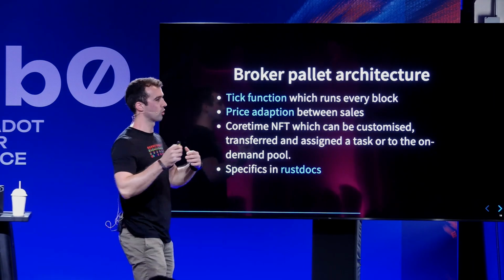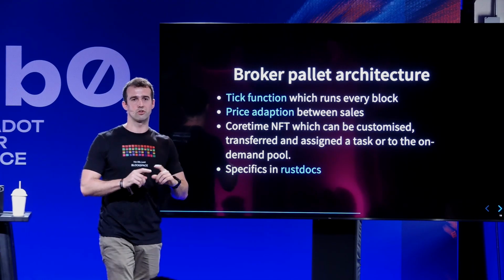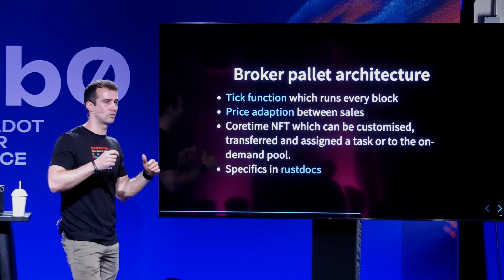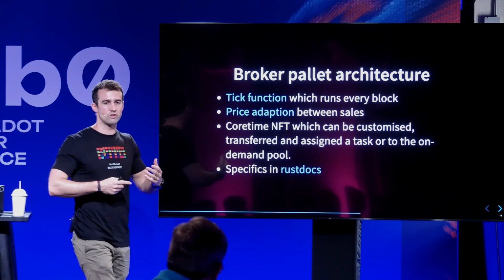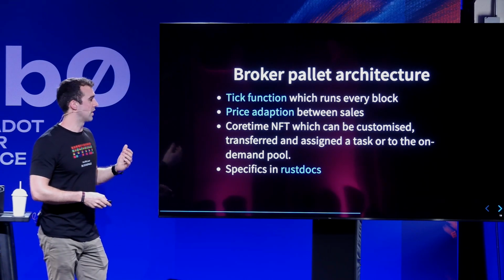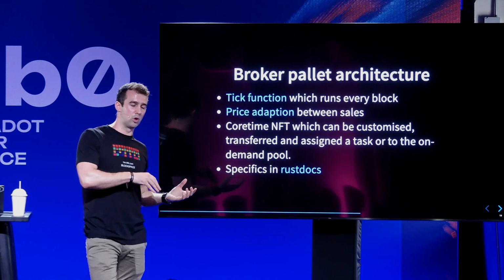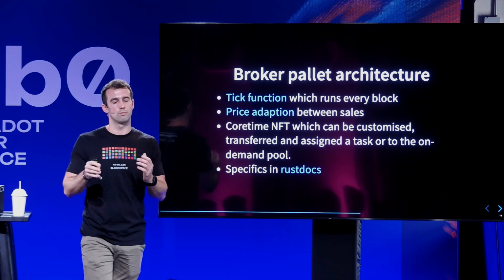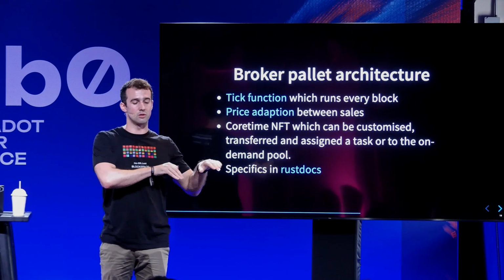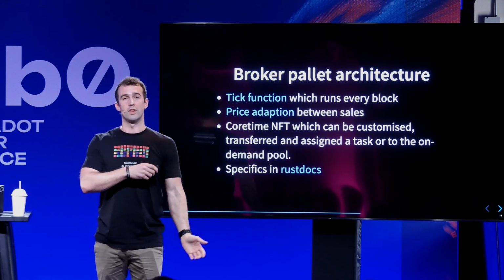So the way that the broker pallet actually works, the broker pallet does all of the heavy lifting for the Coretime chain. The Coretime chain is just a lightweight wrapper around that. And so we've got a tick function which runs every block and carries out the changes that we need to do in each tick. At the start of a sale, we'll clean up the old sale, put any unsold cores into the on-demand pool, and then based on the final price that was sold at, and the number of cores that were sold, we then calculate the price for the next sale.